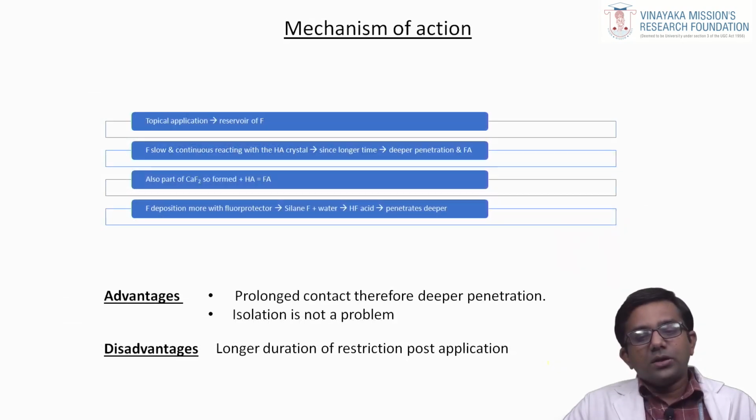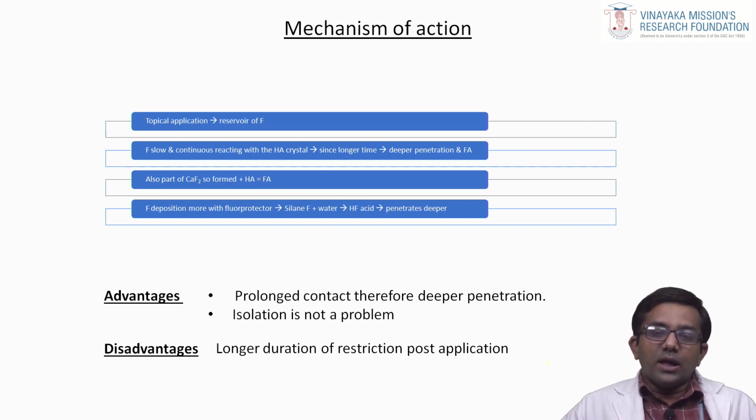So, the mechanism of action of this topical fluoride agent is that it has a reservoir of fluoride onto the tooth surface. So, it reacts with the hydroxyapatite crystals and forms fluoroapatite crystals. So, it penetrates deeper into the tooth surface because it is a topical fluoride application. It penetrates deep into the tooth surface, and the fluoroapatite that is formed helps in prevention of dental caries.